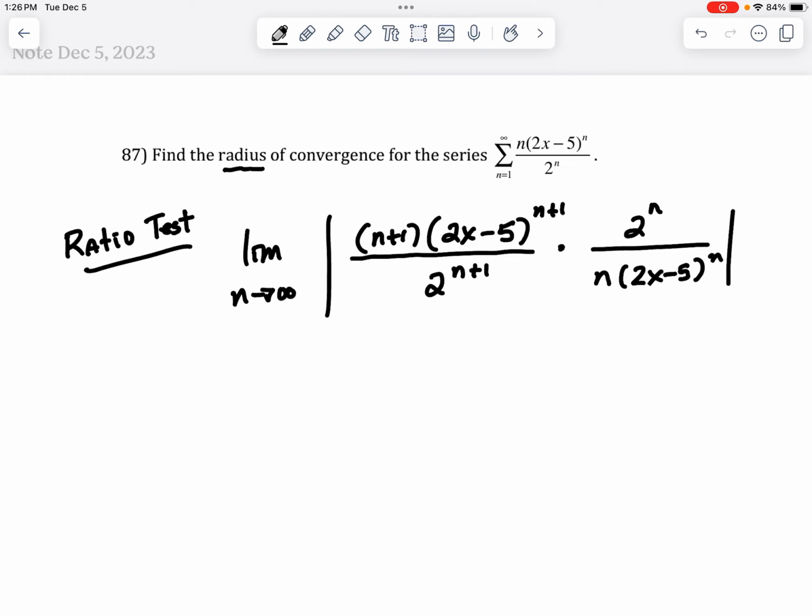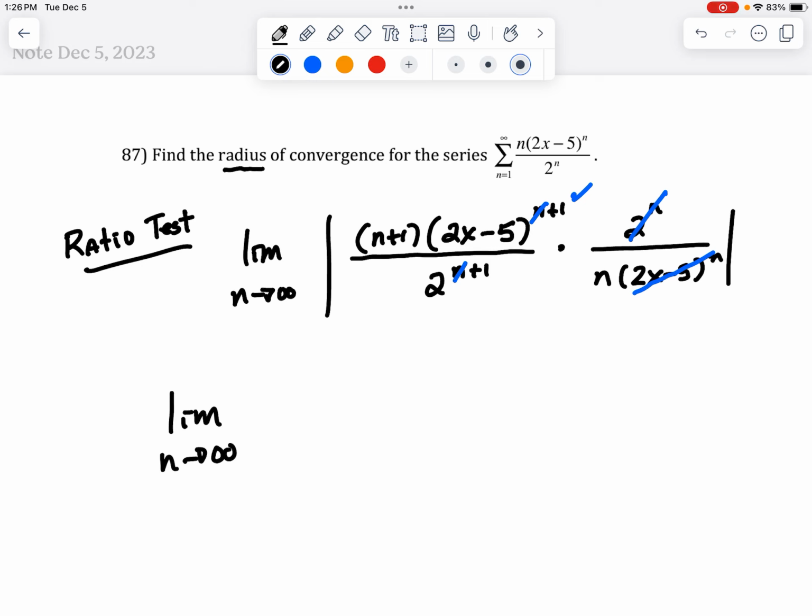And next up, get a blue pen in order to cancel. So this 2 to the n will cancel this 2 to the n, leaving a 2 on the bottom. This 2x minus 5 to the n will cancel this 2x minus 5 to the n, leaving a 2x minus 5 to the 1. And as far as canceling, that's about it. So put away my blue cancel pencil.